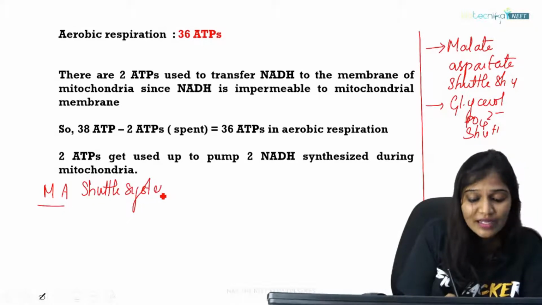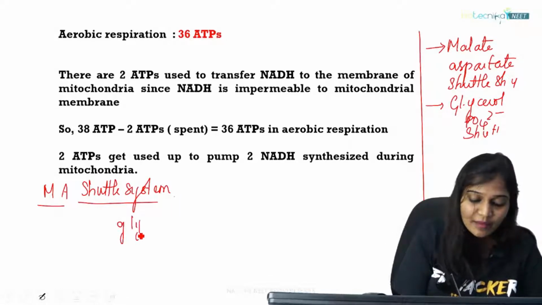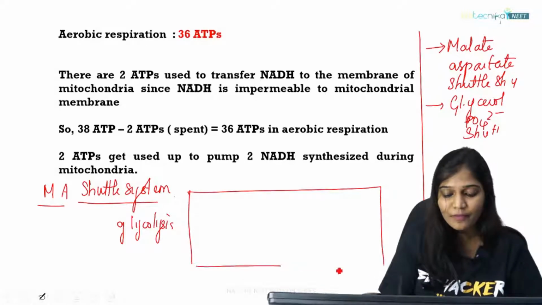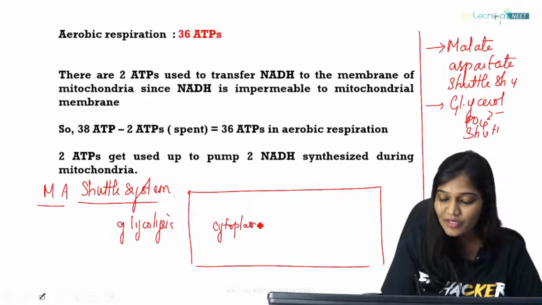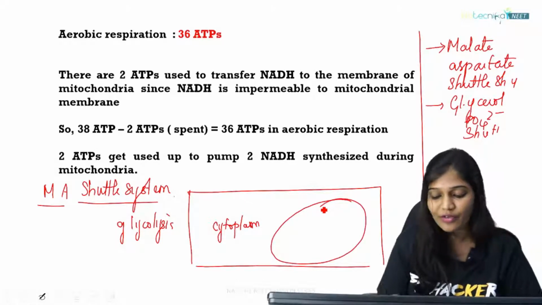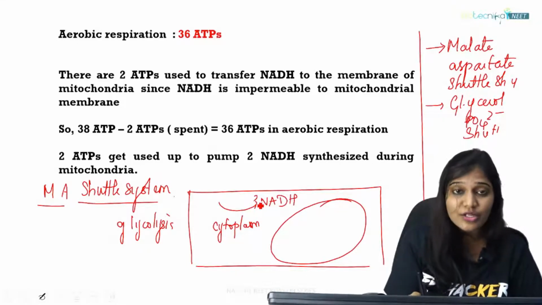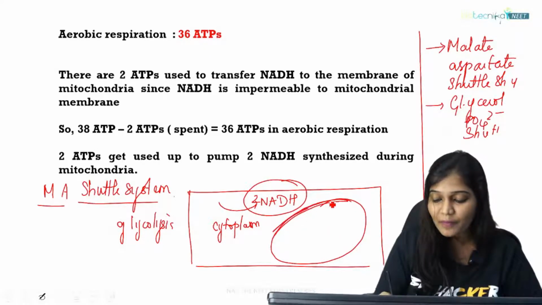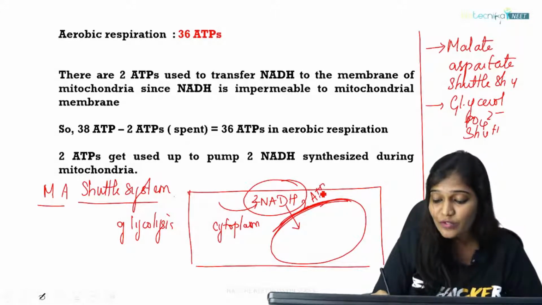Here what exactly is going to happen is, suppose this glycolysis is taking place in a cell. Suppose I draw it this way: this is going to be the cytoplasm and this is going to be the mitochondria. But we know that here NADH is produced, two NADH are actually produced. If two NADH are produced, they cannot cross this membrane. So for one NADH, one ATP has to be spent. For another NADH, another ATP has to be spent.